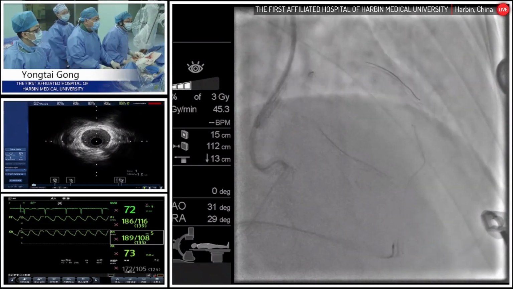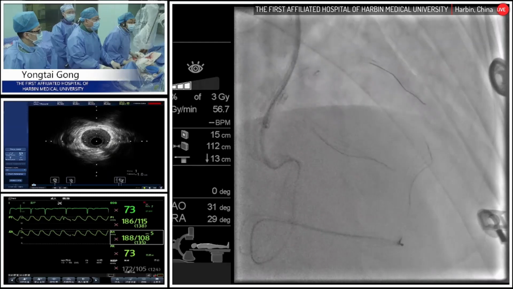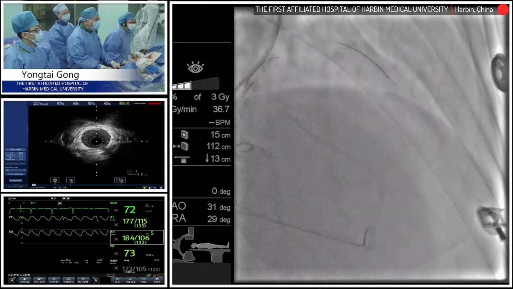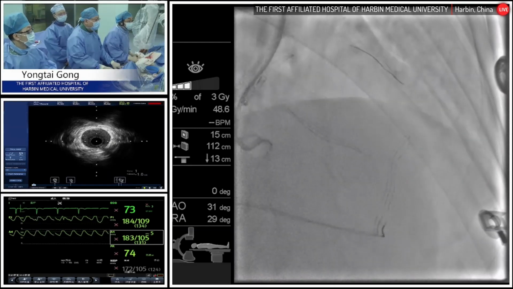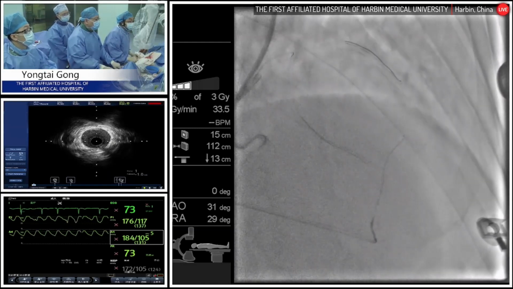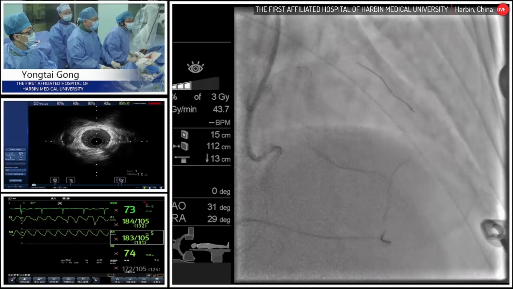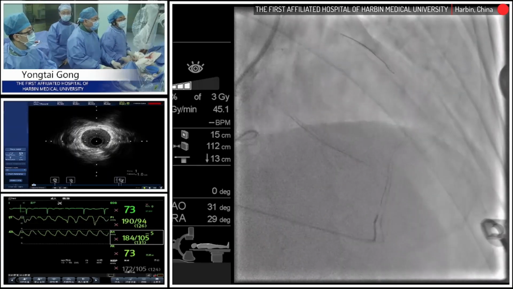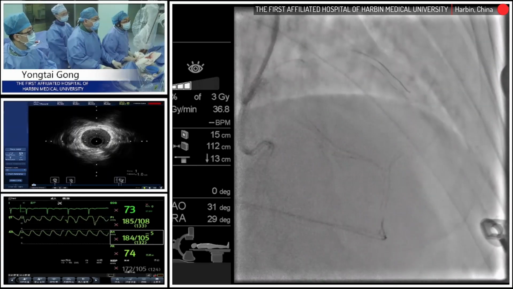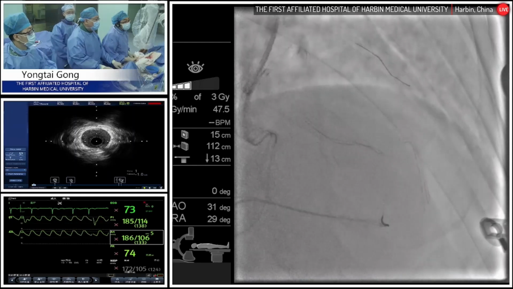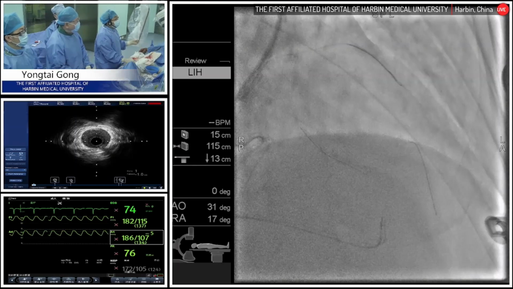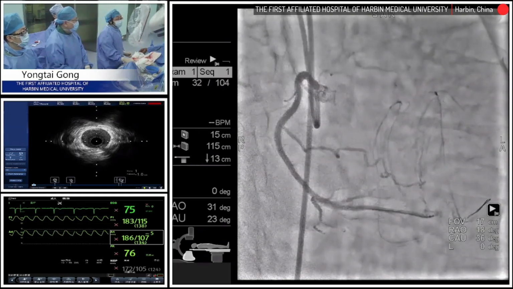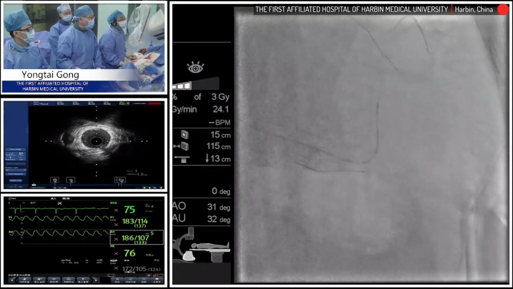So we all know that for CTO cases, total revascularization is of key importance for the prognosis of the patient. So we can see that before we start this kind of PCI procedure for the LAD, Professor Gong first performed PCI for the circumflex to guarantee the safety as well as the prognosis of the patient.